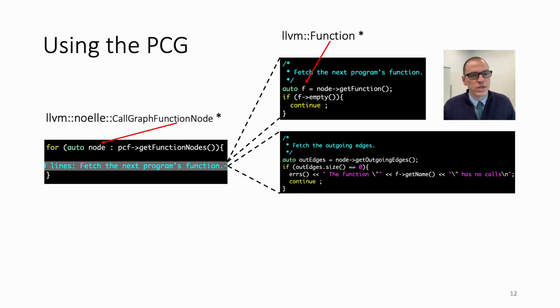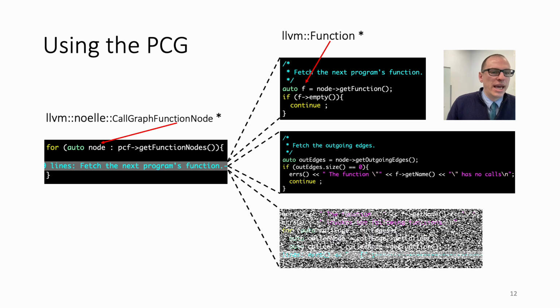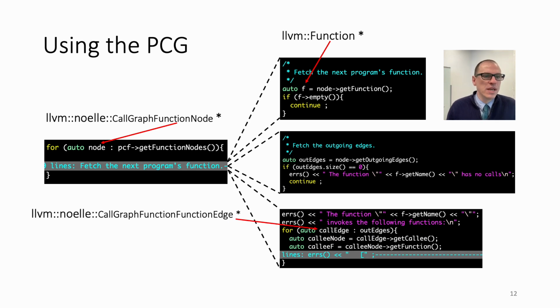Also, from a node, you can iterate over outgoing edges. So you can see what are all possible callees that you can invoke from that node. And then you can iterate over the edges. Each edge is an instance of the class CallGraph function edge. I know it's not a great name. I'm really bad at giving names, but this represents the fact that this is an edge between a function and a function.